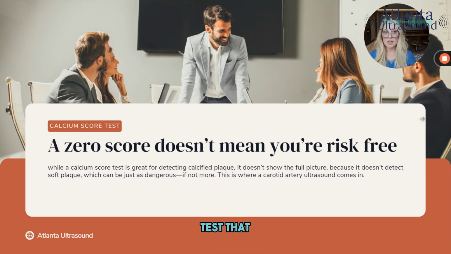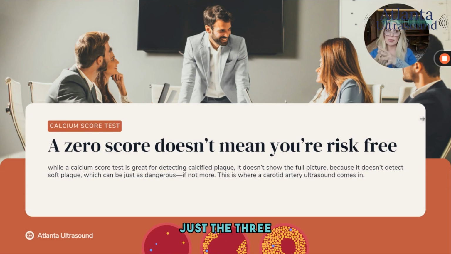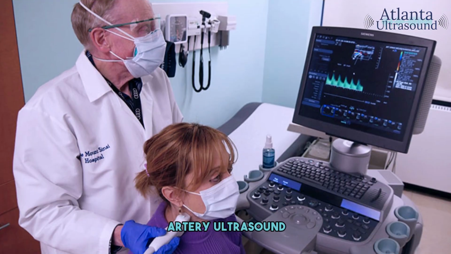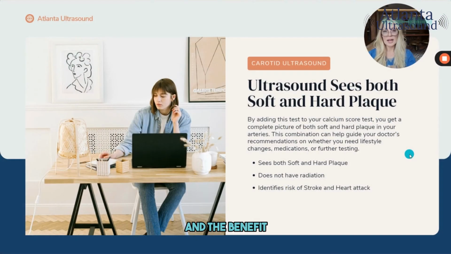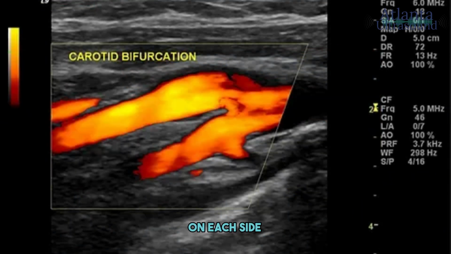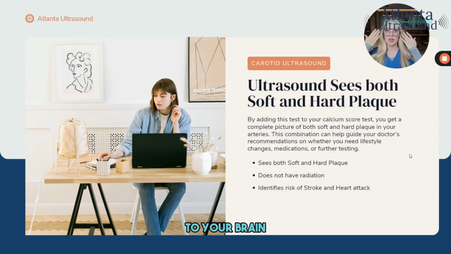So there is another test that you can do that can detect soft plaque and hard plaque and mixed plaque, so really just the 3 stages of plaque. And that's called a carotid artery ultrasound. And the benefit here is because a carotid artery ultrasound uses sound waves to create images of the arteries in your neck. These are the ones here on each side, and they supply the blood to your brain.